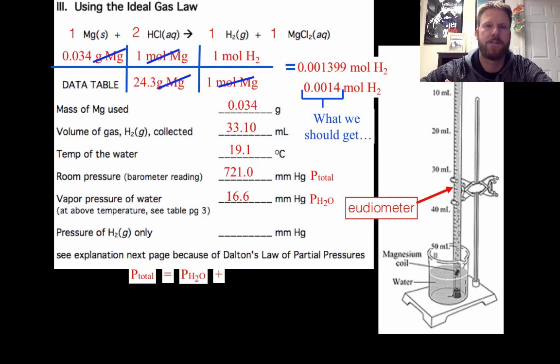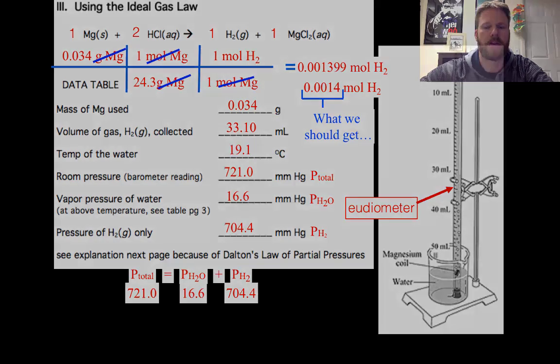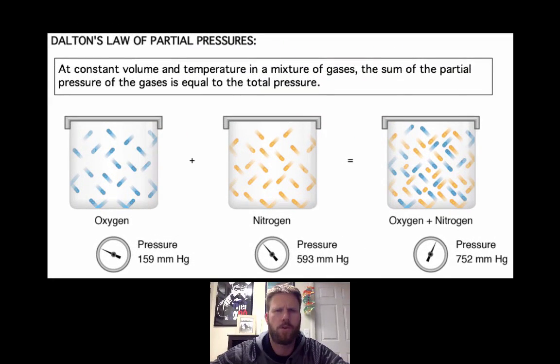So we have two gases in the tube. We have water vapor and we have hydrogen gas. Well, I know the total pressure is 721 millimeters of mercury, and I know the vapor pressure of water is 16.6 millimeters of mercury. So to find the pressure of just the hydrogen gas, I can subtract those. So the pressure of hydrogen gas is 704.4 millimeters of mercury.